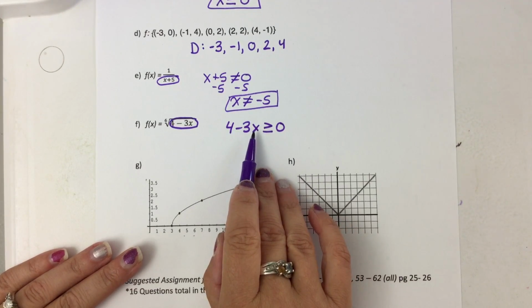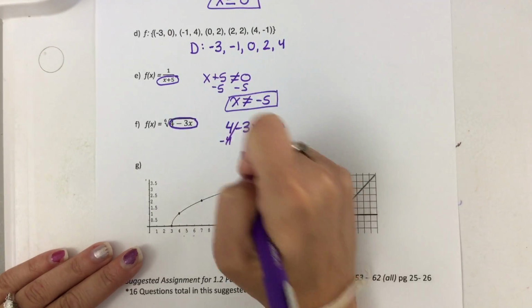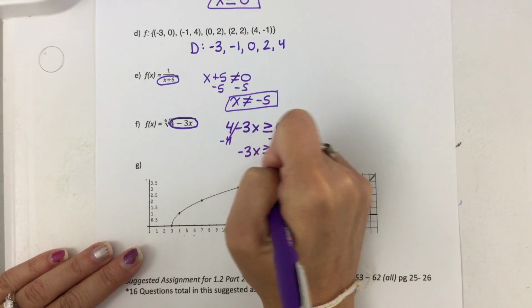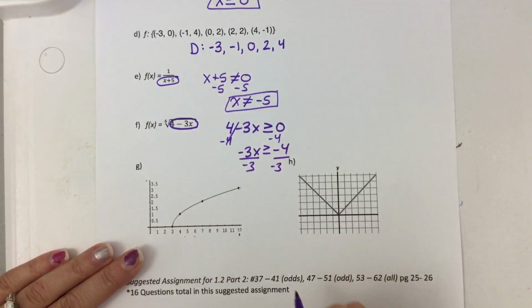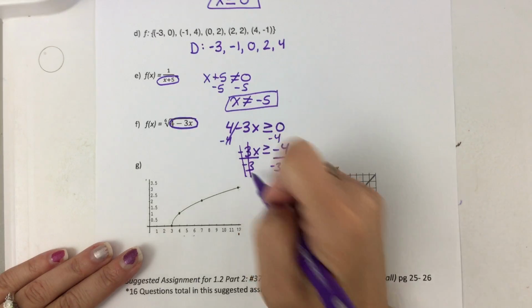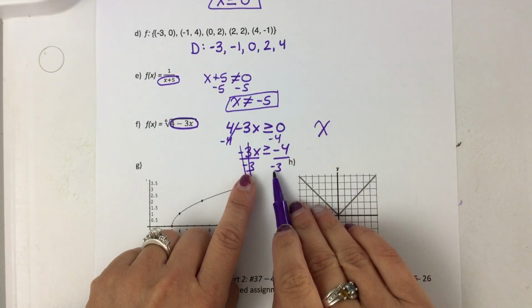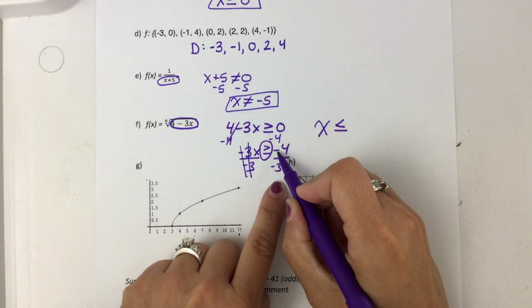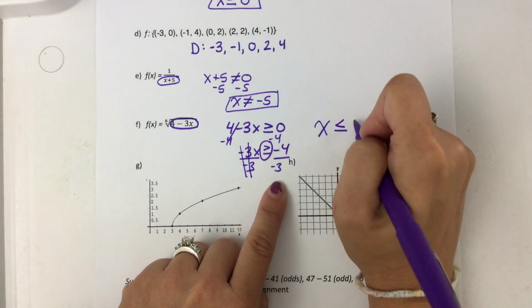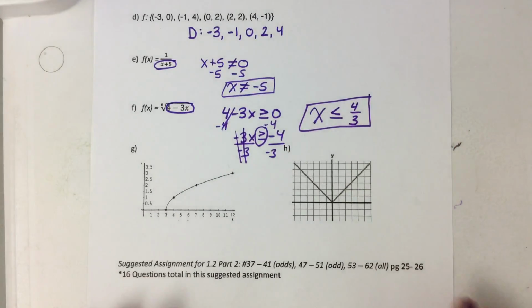So at this point, I just need to solve for x. If I minus 4 from each side, -3x is greater than or equal to -4. Divide both sides by -3. Negative cancels a negative, 3 cancels a 3, x is alone. If you divide both sides by a negative, remember to flip your sign around. Negative divided by a negative is a positive, so your x values have to equal or be less than 4/3.